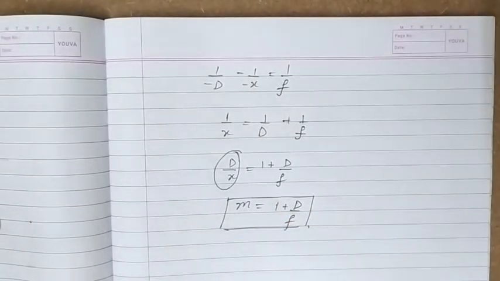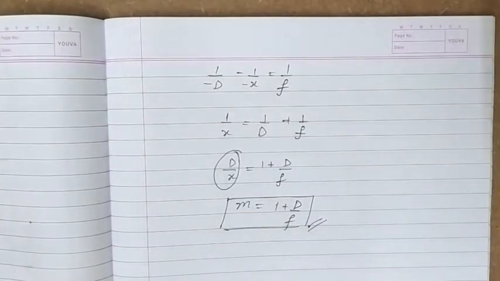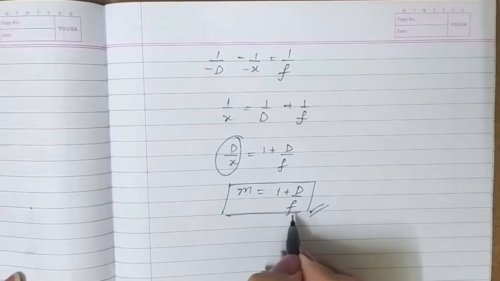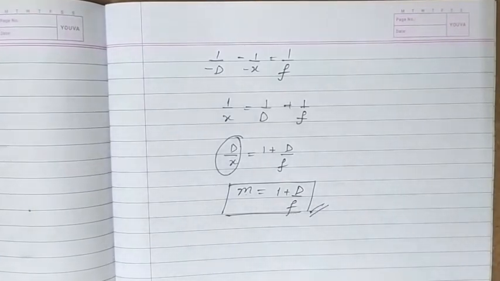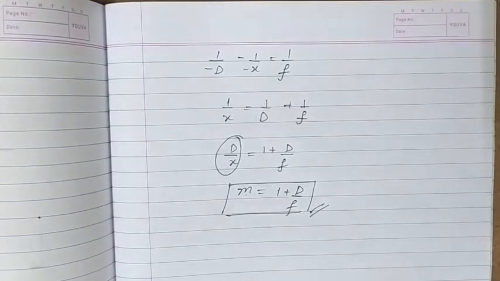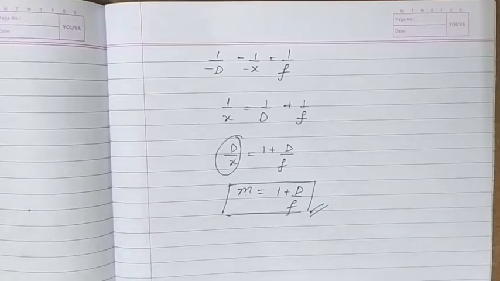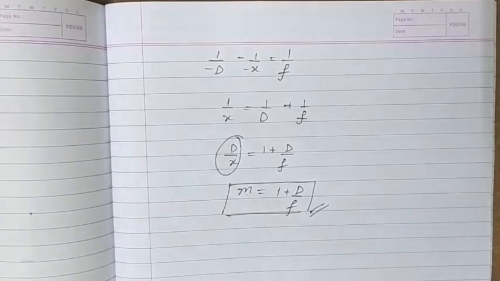So in case 1, when this final image is formed at the least distance of distinct vision, the magnifying power of a simple microscope is 1 plus D upon F, and the shorter the focal length of the convex lens, the greater is the magnifying power. From this formula we get the result that M is inversely proportional to F. So the smaller the focal length, the greater the magnifying power. That means shorter the focal length of the convex lens, greater is its magnifying power. This is about case 1. Now we are moving to case 2.